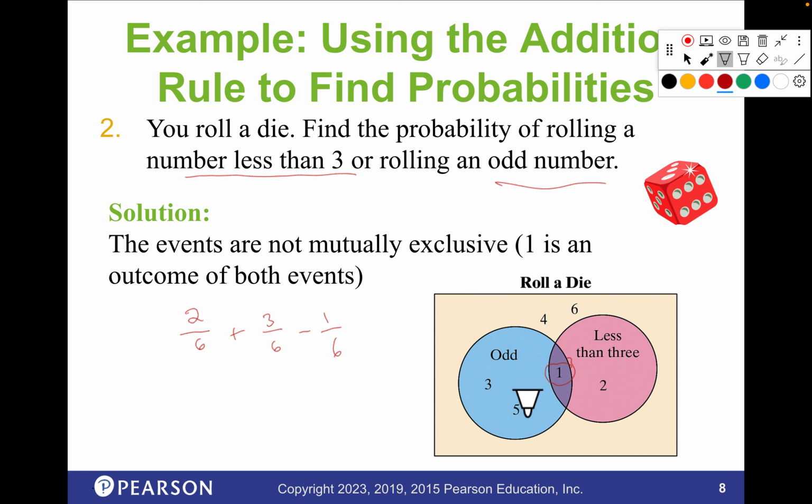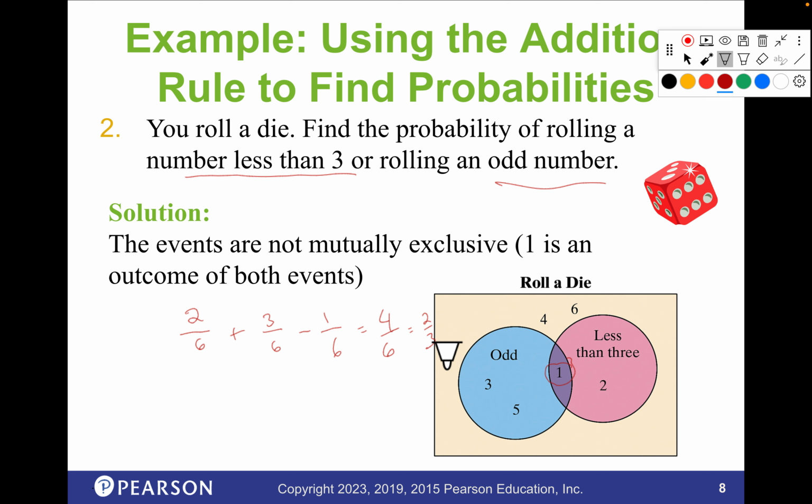We counted it when we counted less than 3, and we counted it with the odds. So this is what the formula tells us to do. Okay, 2 plus 3 is 5. I didn't multiply this time. Minus 1 is 4. So that gives us a total of 4 out of 6, which reduces down to 2 out of 3.